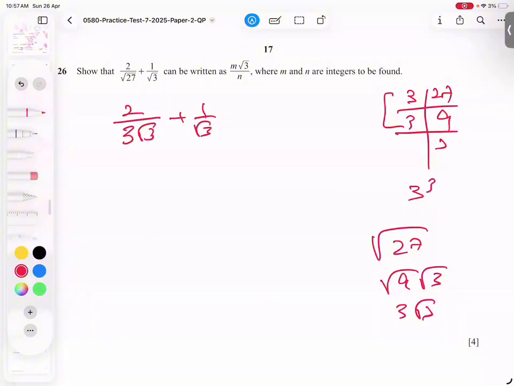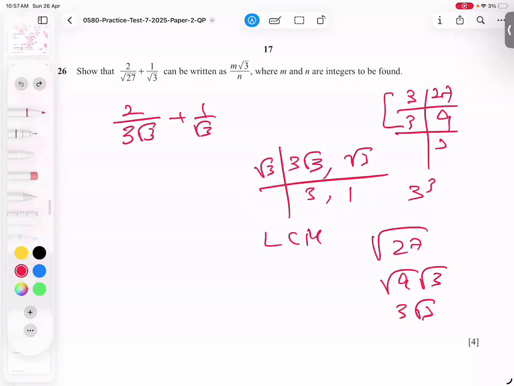Okay, LCM is what? 3 root 3 and root 3. The LCM has root 3 in both, so this cancels and this cancels, and we get 3 and 1. The LCM is 3 root 3. It fully matches, so 2 is copied. And with no match, what is missing? 3 is missing, 3 up and 3 down. So we get 3 plus 2, 5, 5 over 3 root 3.